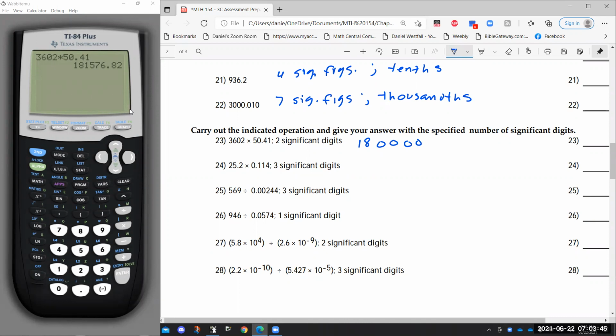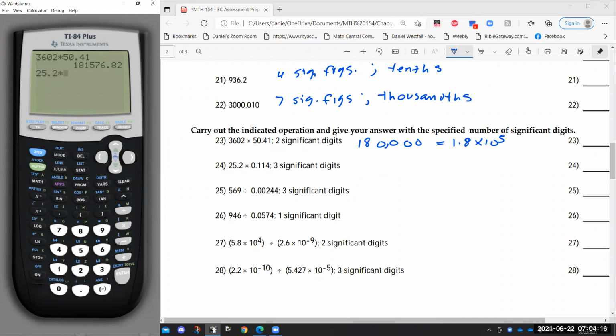Those are not going to be significant. I'm going to forget about the decimal part of that. So this is going to be 180,000. Or I could write that as 1.8 times 10 to the 1, 2, 3, 4, 5.